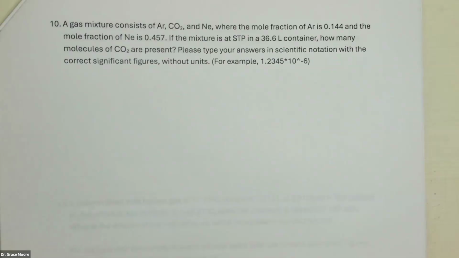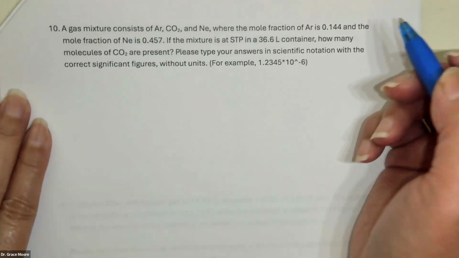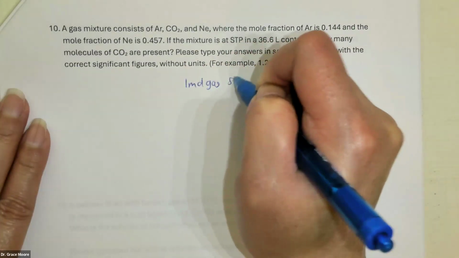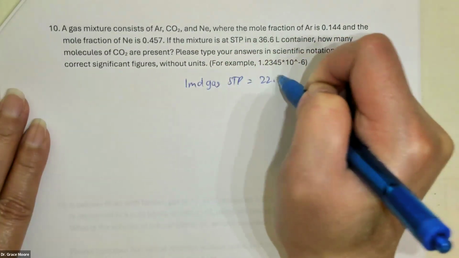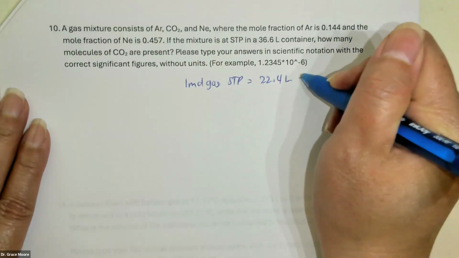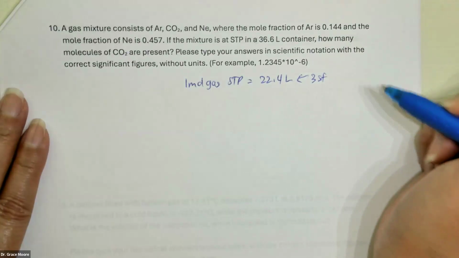This question here is a partial pressure question. They have 3 gases. They give you the mole fraction of 2 of them. If you know 2, you can find a third one because the total is 1. Okay? And they say if the mixture is at STP, remember STP has molar volume, right? 1 mole of gas at STP is 22.4 liter. So this one here, you'll end up being 3 sig figs here.